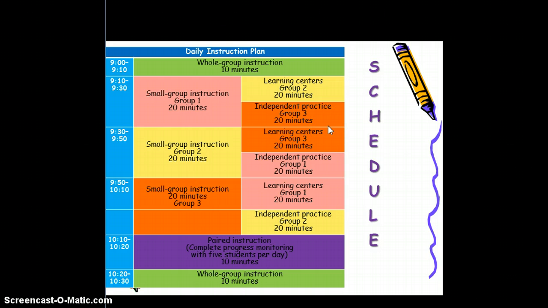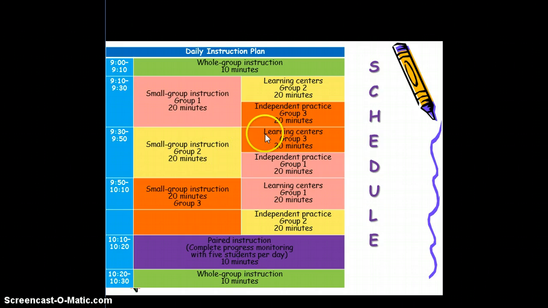Group 3 is ready to go on to the independent practice part of what they were working on. These two groups, remember, are not working with the help of the teacher at this point. So the teacher is with group 1. Then they would move to the small group instruction for the second group.